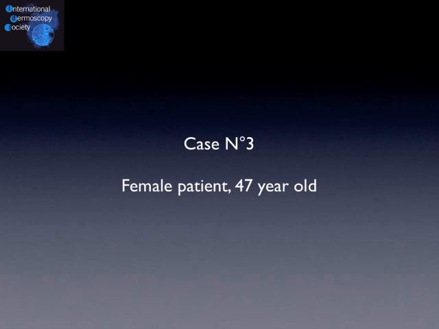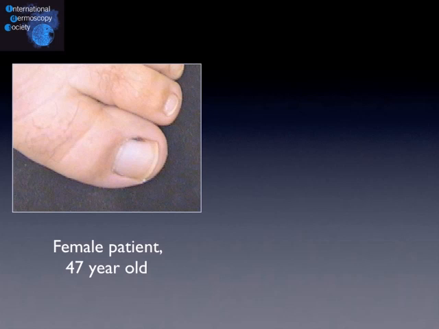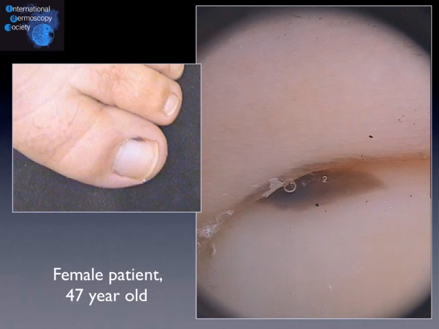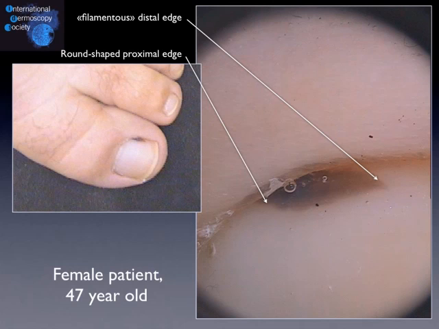It's a female patient, 47 years old. The lesion is present on the left big toe. It's been present for a few weeks, and this is dermoscopy. Let's comment on this case. We see that the proximal edge of the pigmentation is round-shaped, and that the distal edge is somewhat filamentous.